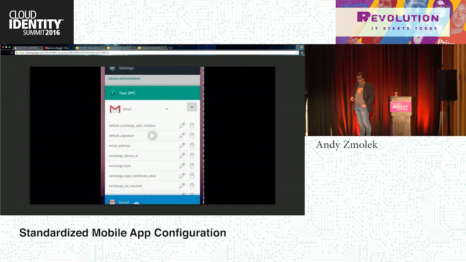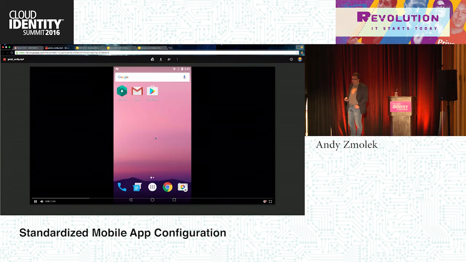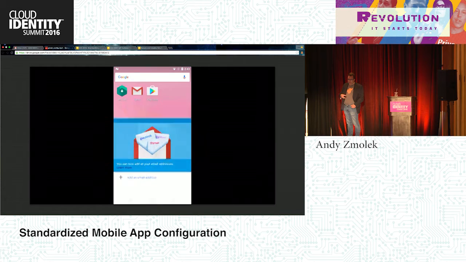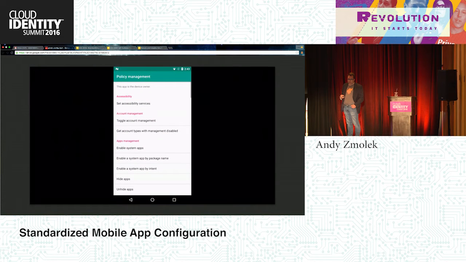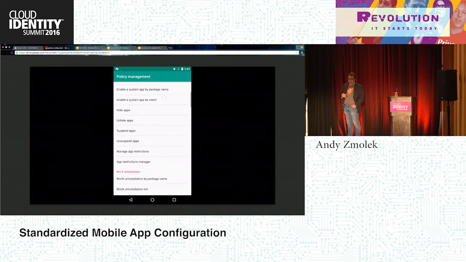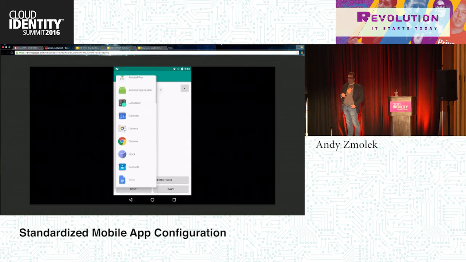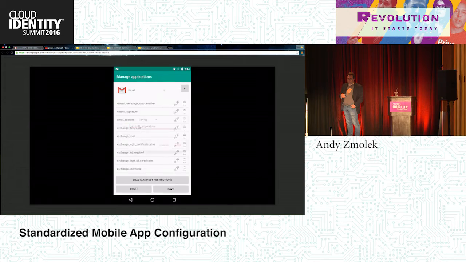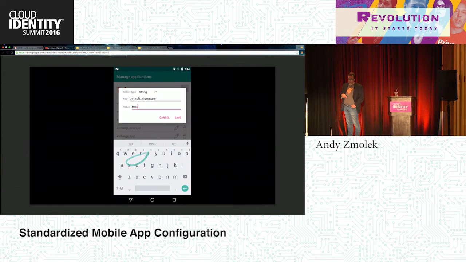Perfect. So what you're going to be seeing is I'm using test DPC in this case. Normally that's not happening on device. You can see Gmail does not have any accounts configured yet. So we're opening up test DPC. Normally this would happen as your admin would do this on the EMM console. We're doing this all locally just for purposes of showing app restrictions.